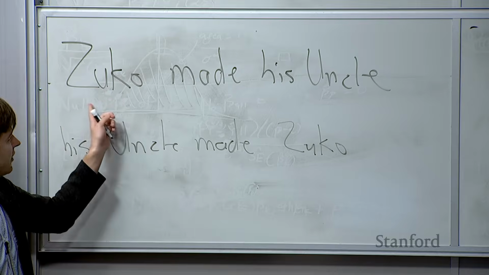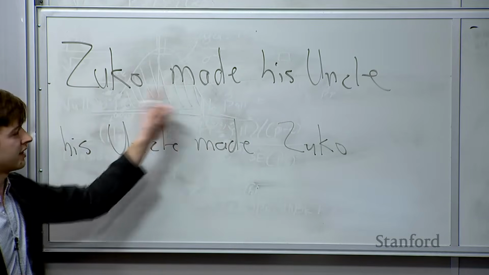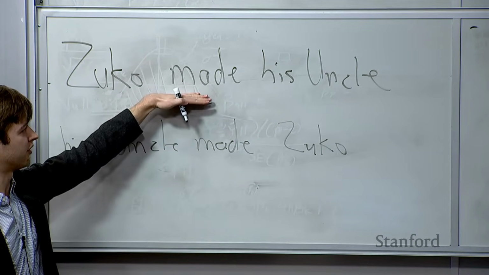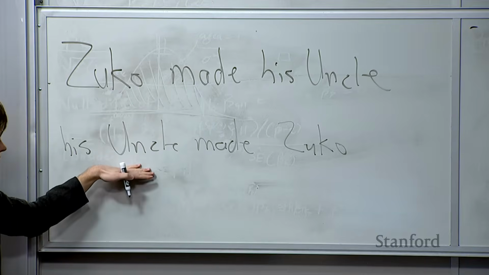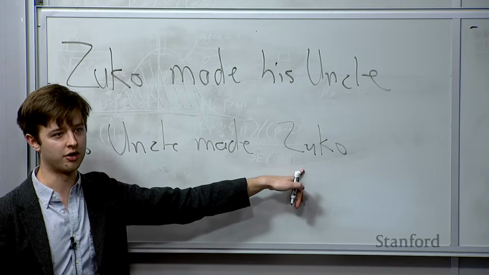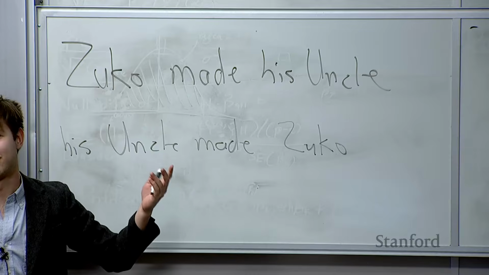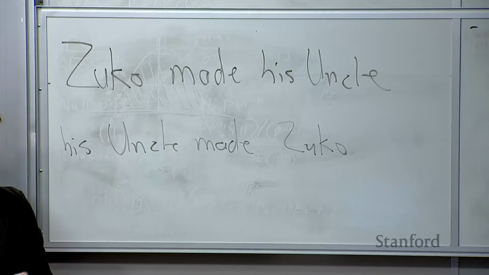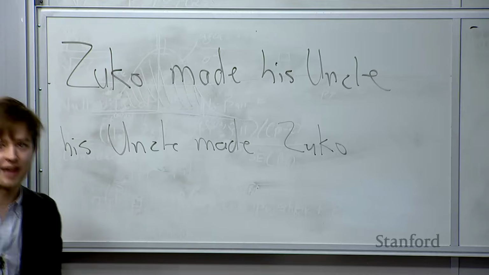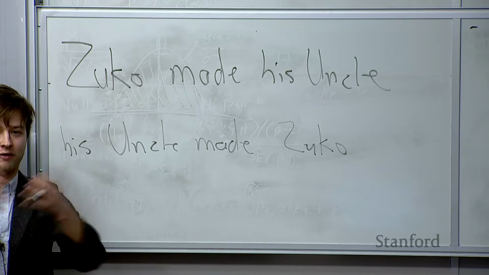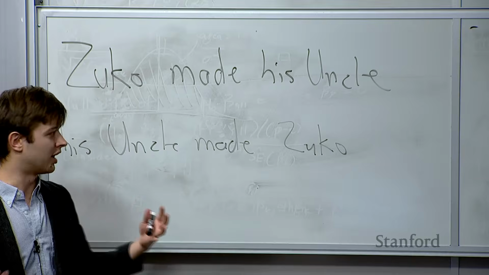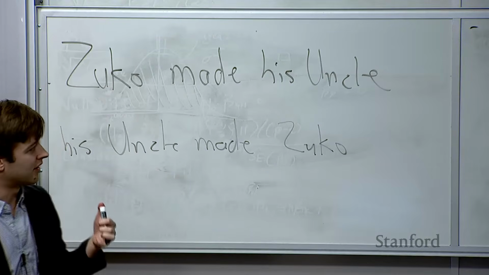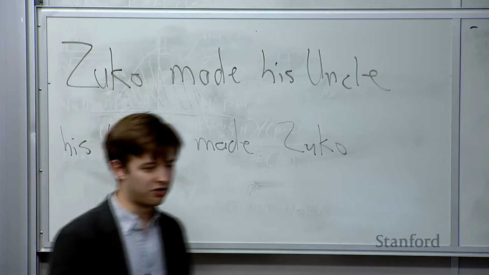the actual self-attention operation will give you exactly the same representations for this sequence, Zuko made his uncle, as for this sequence, his uncle made Zuko. And that's bad because they're sentences that mean different things. It's this idea that self-attention is an operation on sets. You have a set of vectors that you're going to perform self-attention on, and nowhere does the exact position of the words come into play directly.